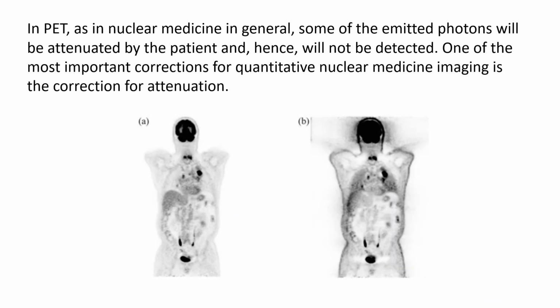In PET, as in nuclear medicine in general, some of the emitted photons will be attenuated by the patient and hence will not be detected. One of the most important corrections for quantitative nuclear medicine imaging is the correction for attenuation.